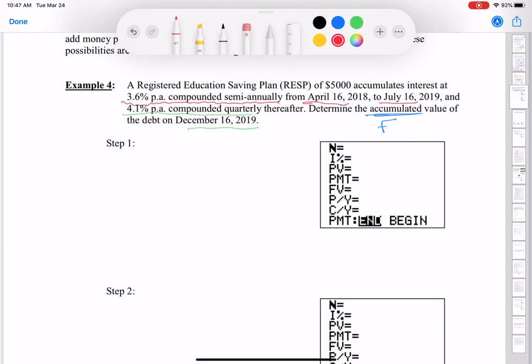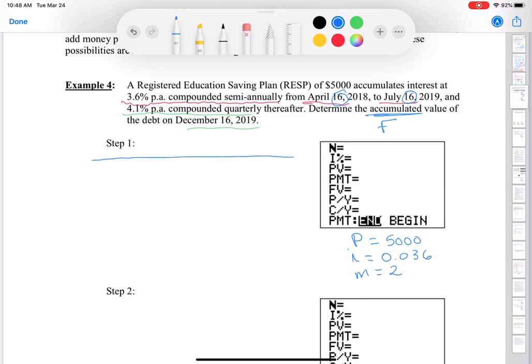All right, so let's start off with what we know. We know that we have a present value of $5,000. We know for this first step that our interest rate is 3.6% and that it is compounded semi-annually. What we don't know is the time. And again, we're going to count to the nearest month because we're dealing in compound interest. So we're just going to go from the 16th to the 16th.